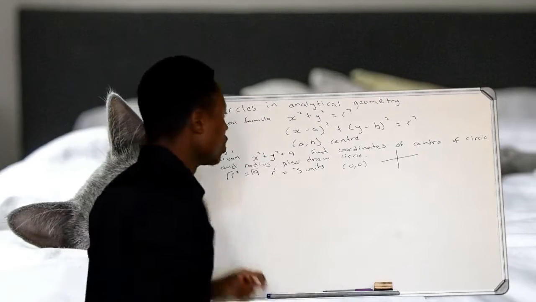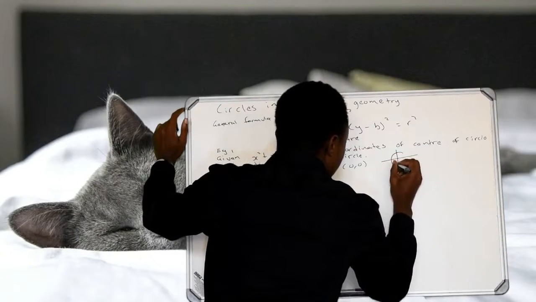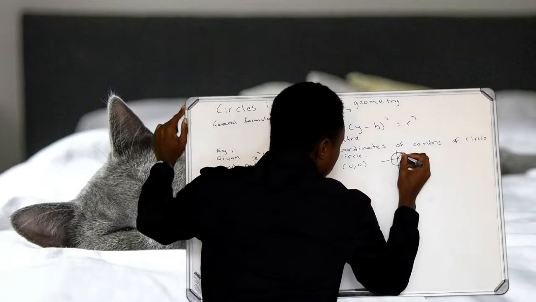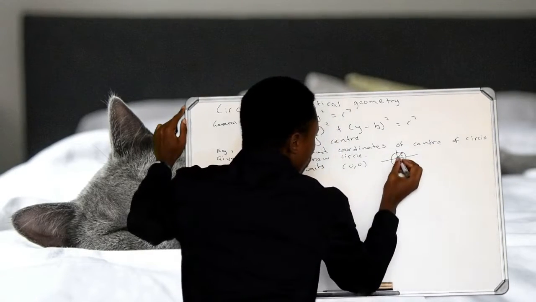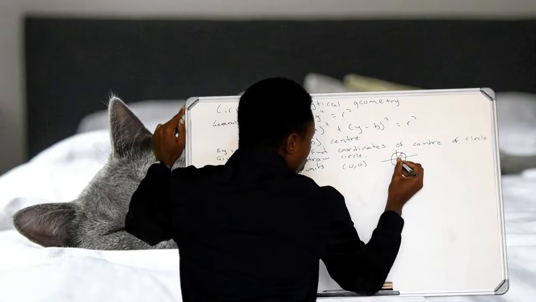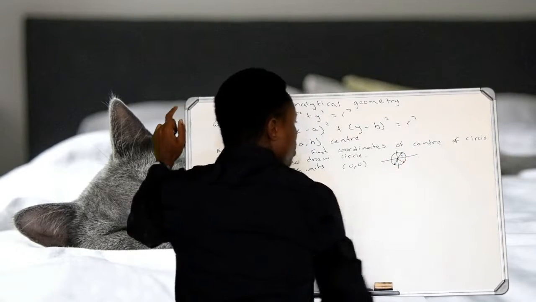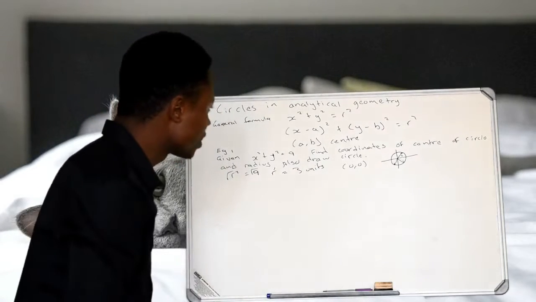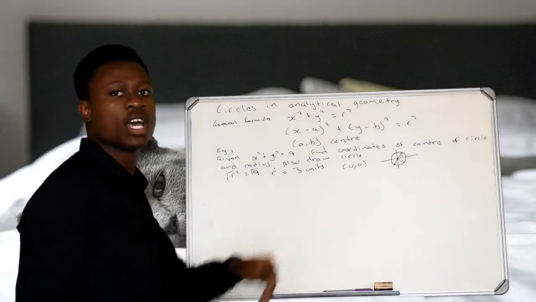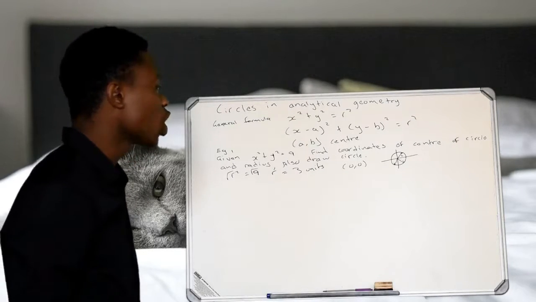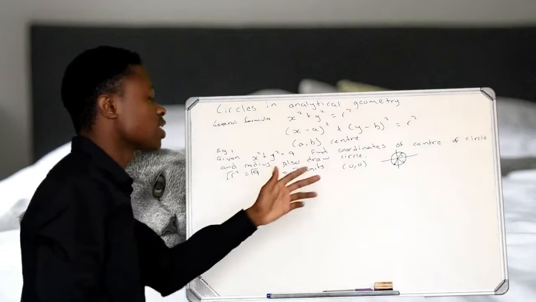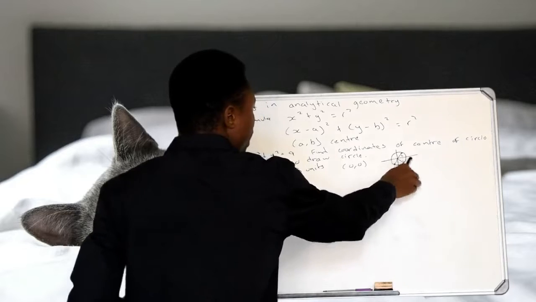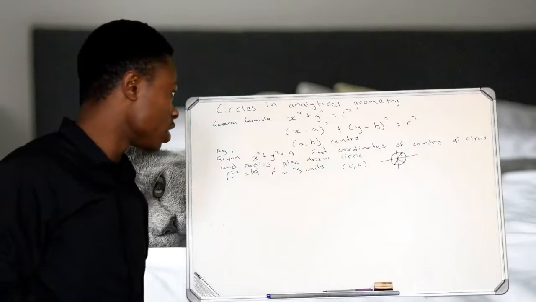The radius is 3. So this circle goes around the origin, right? And then from here to there is 3, from here to there is 3, from here to there is 3. So any point that touches the circle is length 3 because it's a radius, right? So if they ask you what are the coordinates where it crosses the x-axis, what is the x-intercept of the circle? It crosses at negative 3 and positive 3, right?